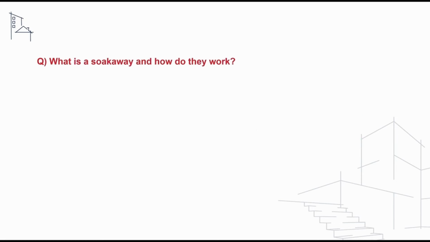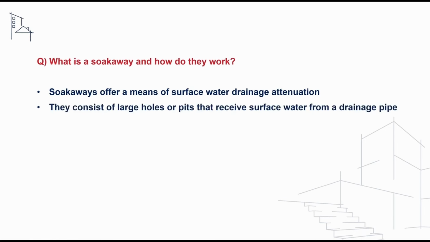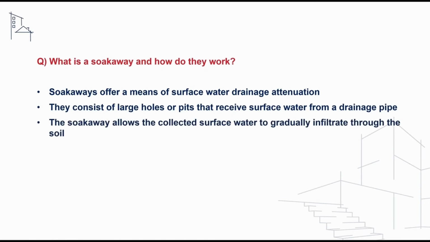The next question is testing our understanding of the term soakaways and how they work, and to address this we can say that soakaways offer a means of surface water drainage attenuation. They consist of large holes or pits that receive surface water from a drainage pipe, and the soakaway allows the collected surface water to gradually infiltrate through the soil.